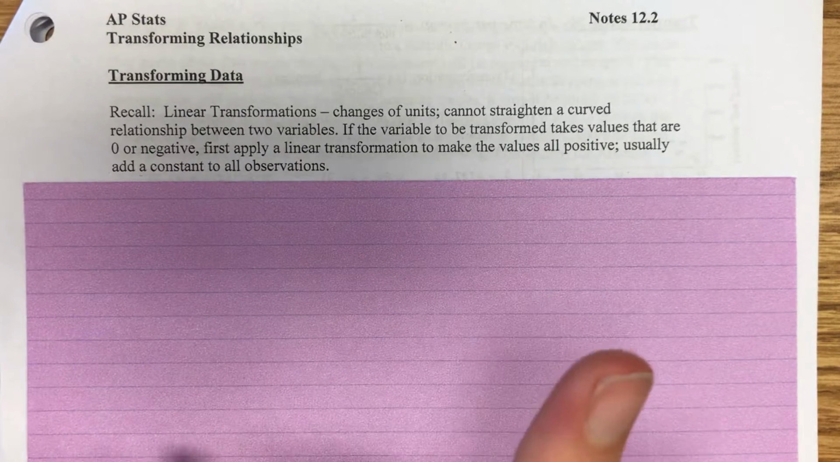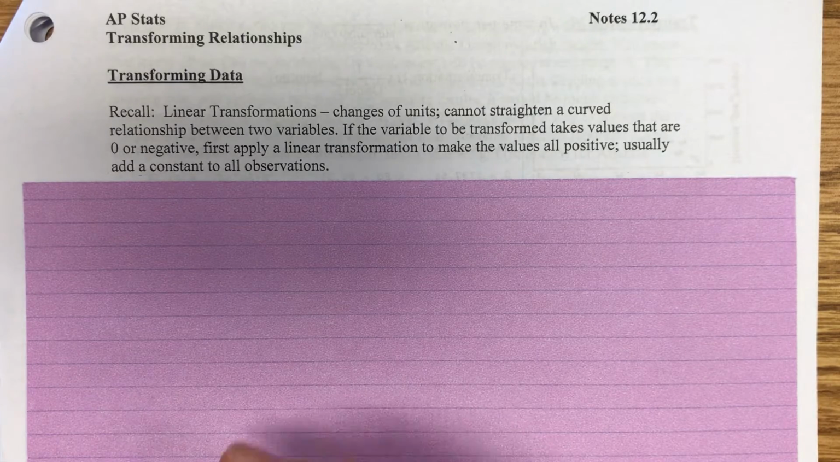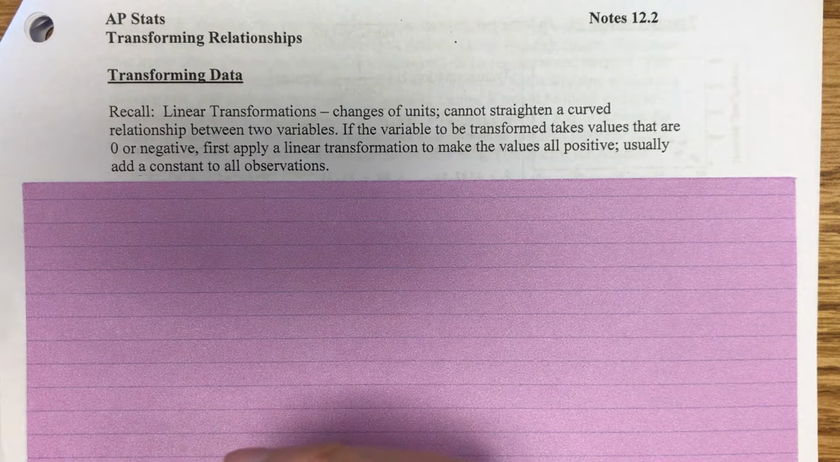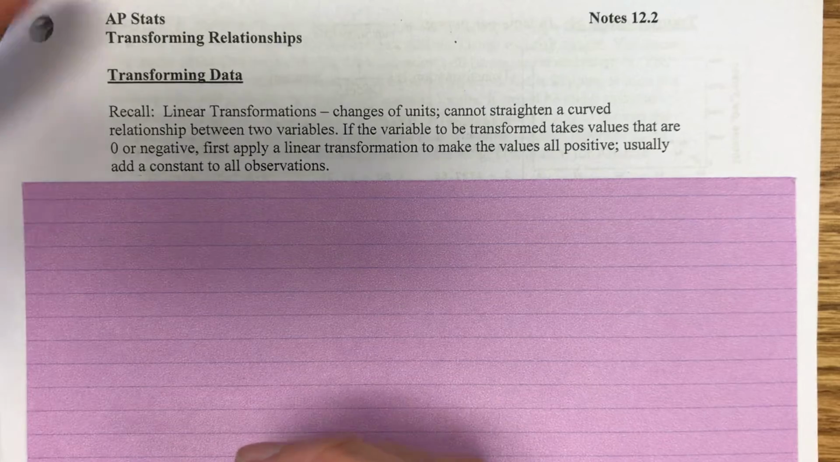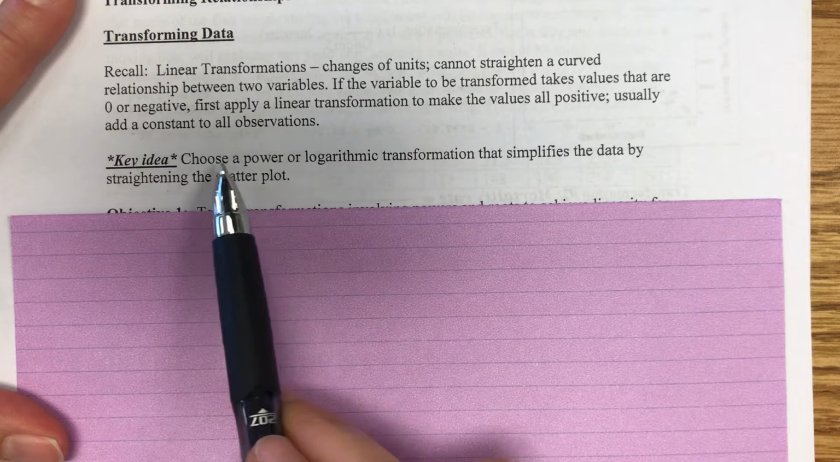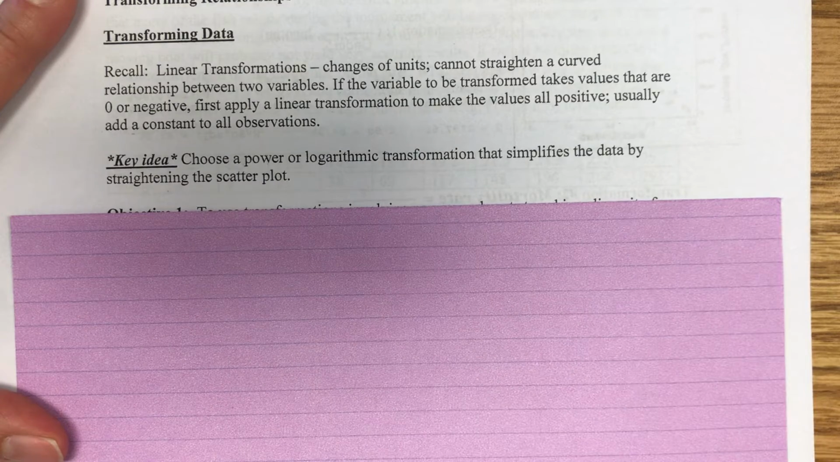So in chapter 12, we're really focusing on scatter plots, linear regression, all those kinds of things. But what happens if it's not linear? Could we still use a line to describe the data? Right? So our key idea is we want to choose a power or a logarithmic transformation that's going to simplify our data by straightening the scatter plot.